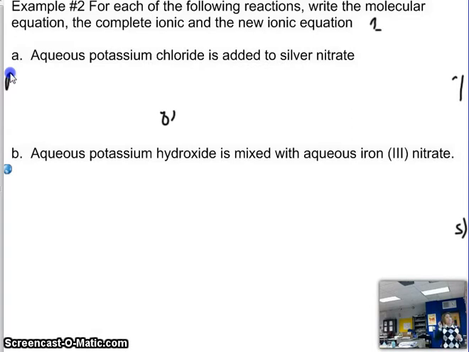So aqueous potassium hydroxide is mixed with aqueous iron 3 nitrate. First thing we're going to start with is the molecular equation. Please pause the video now and try to write your molecular equation, and then you can compare it to mine.